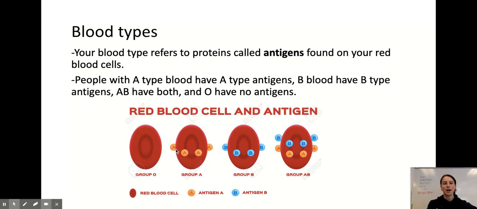So you can have either no antigens, which makes you O type blood. You can have A type antigens, which makes you A type blood. You can have B type antigens, which makes you B type blood. Or you can have both A and B antigens, which makes you AB blood.